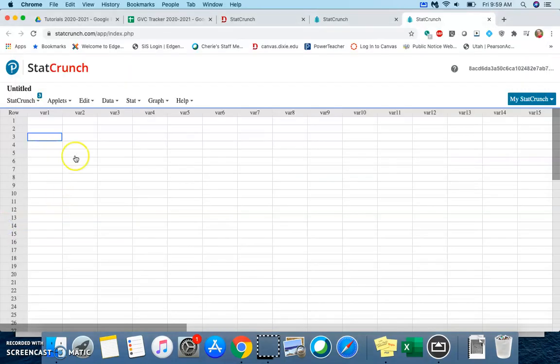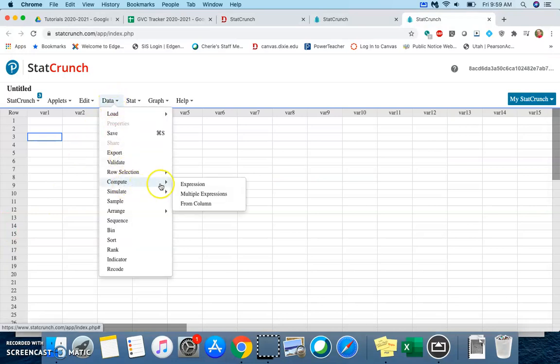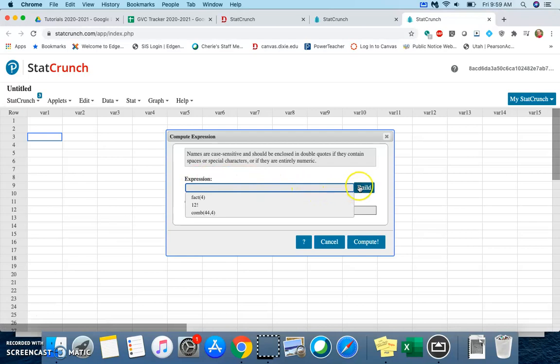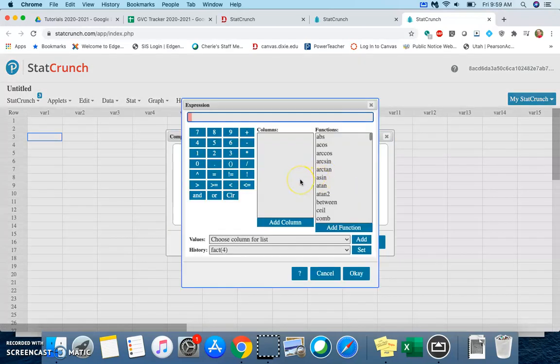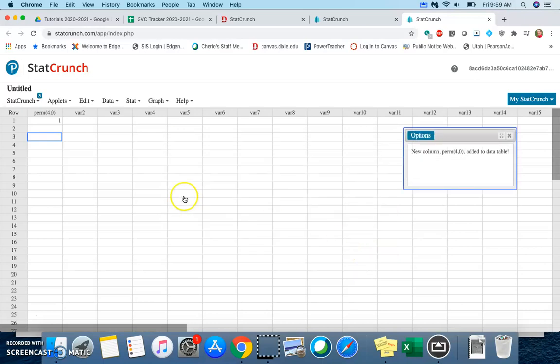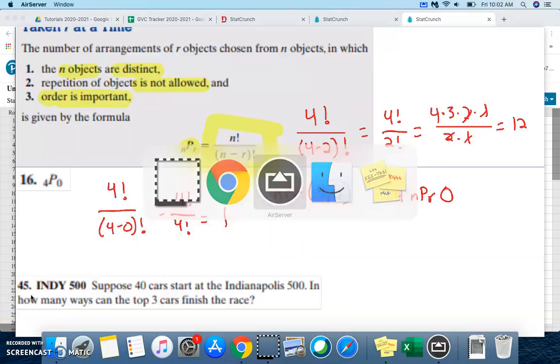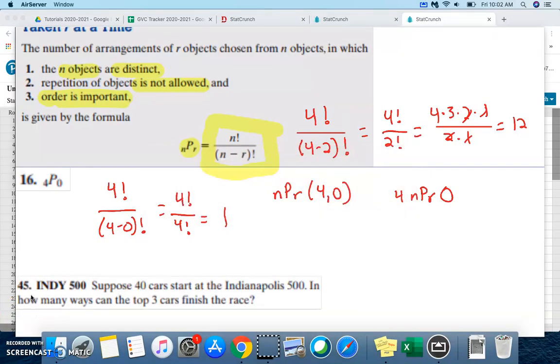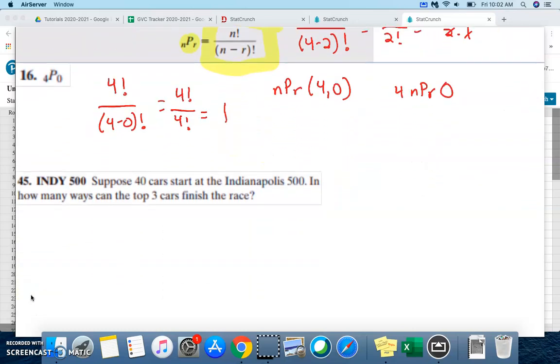StatCrunch also has it. So you're going to go under Data, Compute an expression, build an expression. And you're going to be looking for something that looks like permutation. And there's a Perm, so we'll go with that. Then I would type 4 and 0 and click OK and compute. And you can see that it spit that out for me right there. So that's how we're going to use StatCrunch. But again, your calculator most likely has it. It's probably a little bit easier to do it in your calculator.